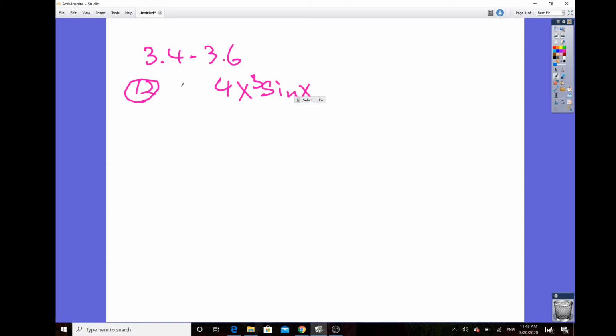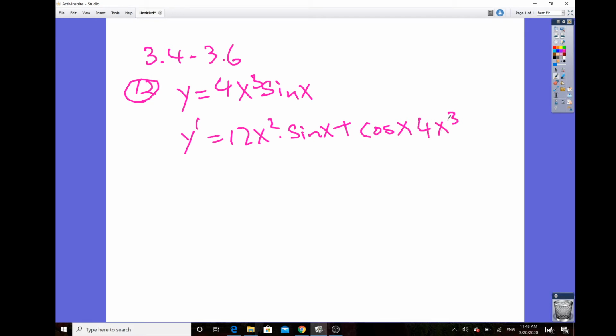So let's say that we have a function like this. That means y prime, we're going to use the product rule, and there's no need to use the chain rule, just the product rule. So 4x to the power of 3, derivative of that would be 12x squared, times sine of x. And then derivative of sine of x, which is cosine of x, times 4x to the power of 3.